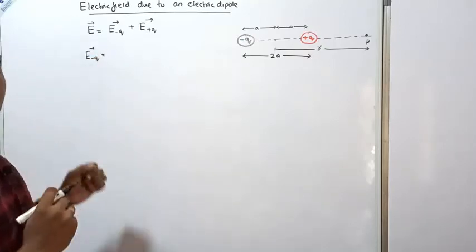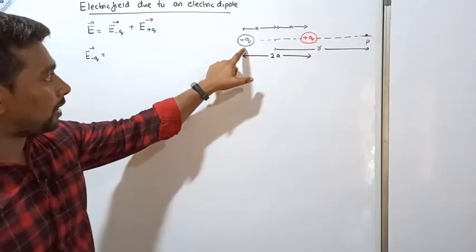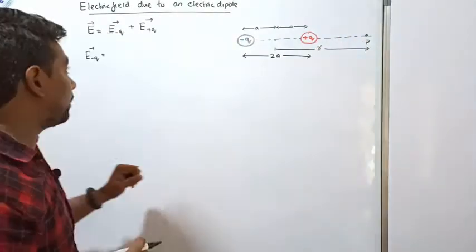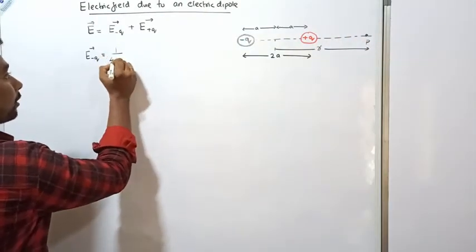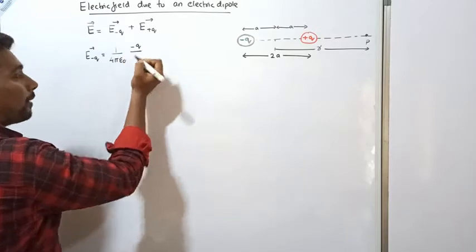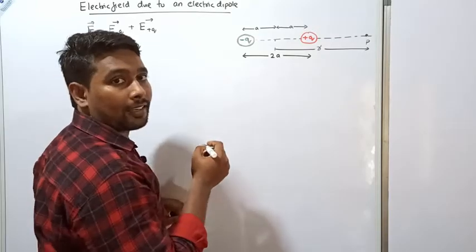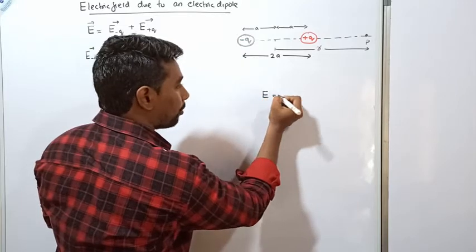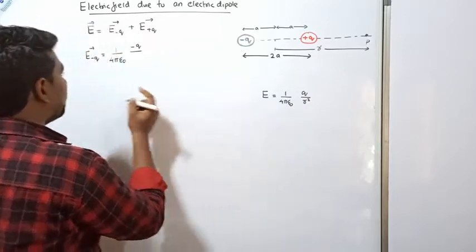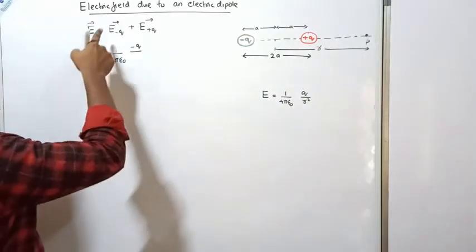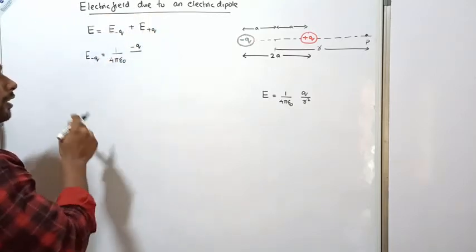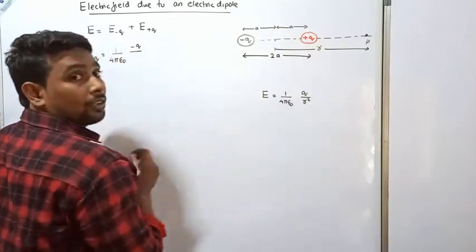Already we found an equation for the electric field due to a point charge. Let's consider this as the point charge. This point charge minus Q provides an electric field at that point P. What will be the electric field? You already learned the equation: 1 by 4 pi epsilon 0 Q by the distance square. If you are considering the vector sign, you have to put the unit vector.